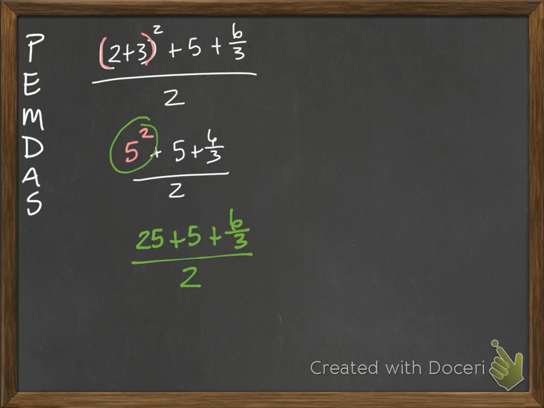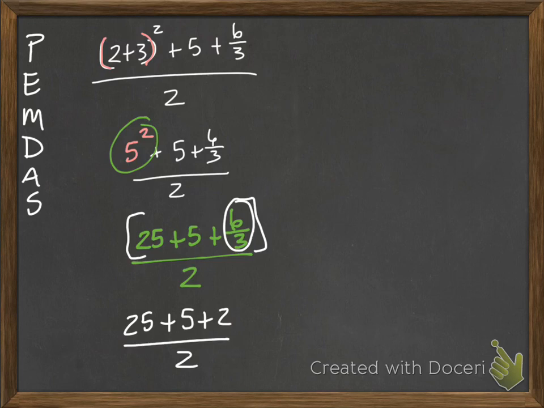So I'm going to do the top part. And in the top part, so if I'm just looking at this right here, I need to do this first because in PEMDAS, division comes before addition. So 6 divided by 3 is 2. So I'm going to say, okay, I have 25 plus 5 plus 2 divided by 2. So I still have stuff up here, so I need to do that part next. So then I'm going to pull this up here because I ran out of room.